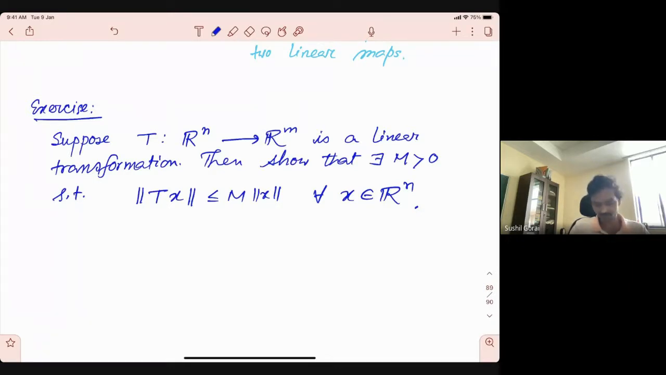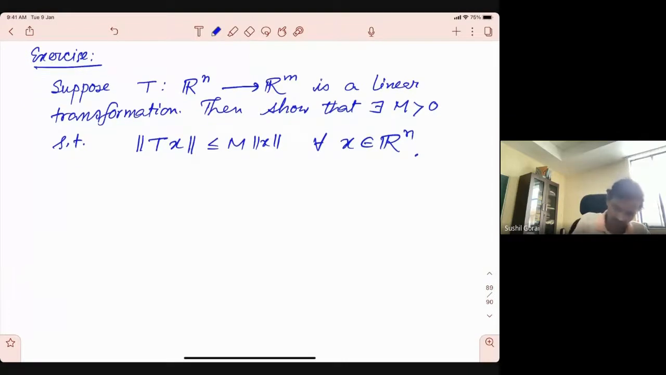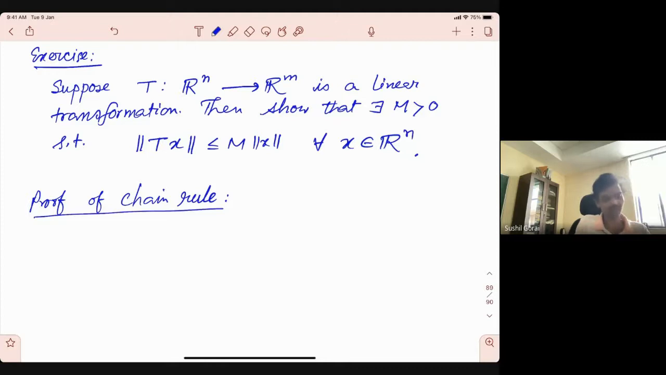All right. So next we just give the proof of the chain rule. We'll see a lot of applications of the chain rule, but the proof is a little bit of analysis, and the proof I'll give is as it is given in Spivak's book.